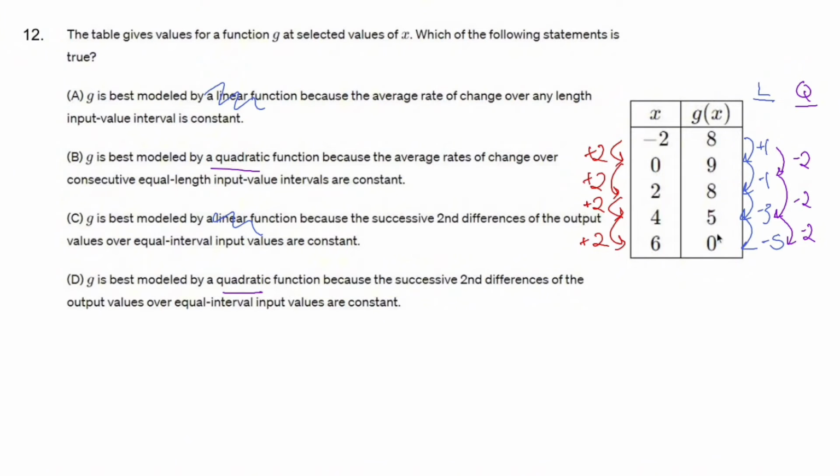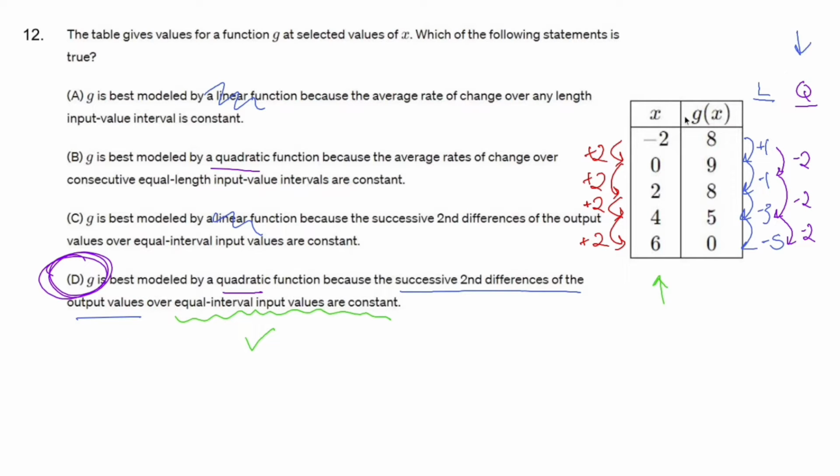And it's quadratic because the second differences of the output values over equal interval input values are constant. Now, it's D, but if you're looking at two phrases that you don't like, here's phrase number 1: equal interval input values. That is these guys. Since these guys change by the same exact amount, added every single time, that is the definition of equal interval input values. And that's constant. Thing number 2 that we care about is the successive second differences of the output values.